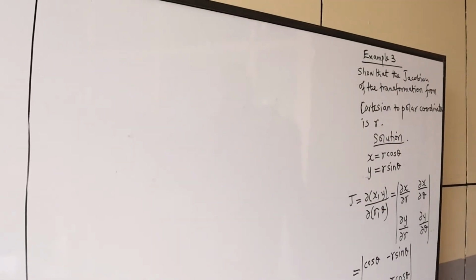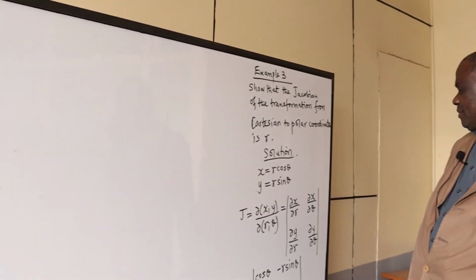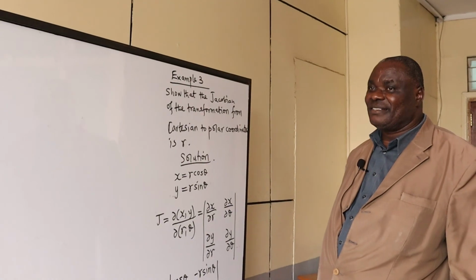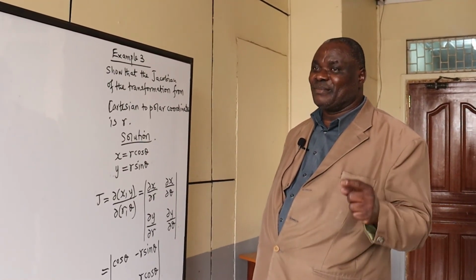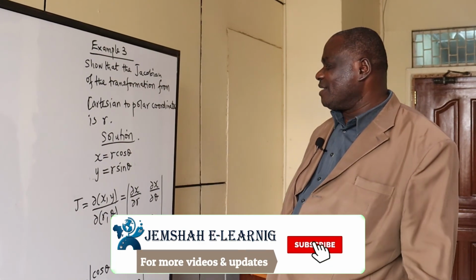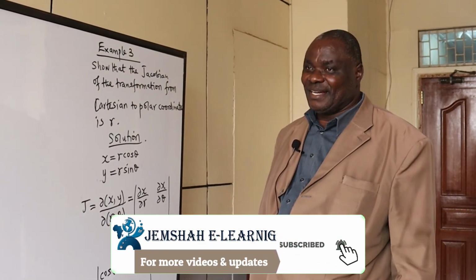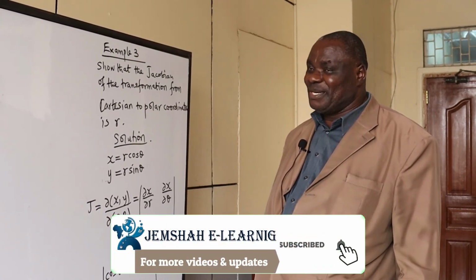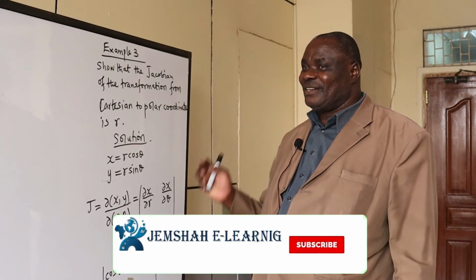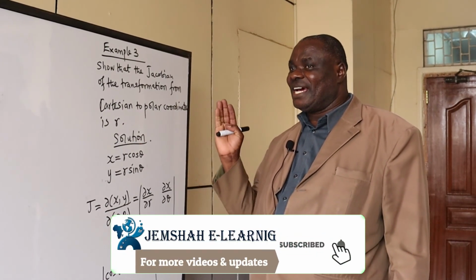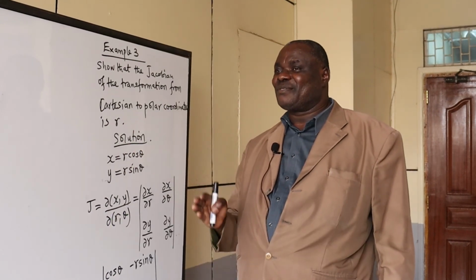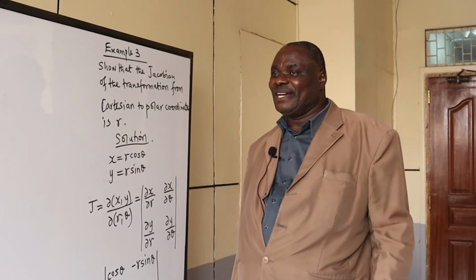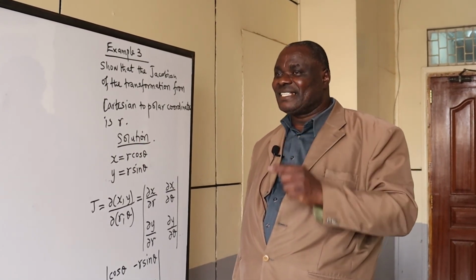For change of variables, we can stop there, and somebody can also show that the Jacobian of the transformation from Cartesian to spherical coordinates is equal to rho squared sine phi. As a matter of practice, somebody may try that to show that the Jacobian of the transformation from Cartesian to spherical coordinates is given by rho squared sine phi.